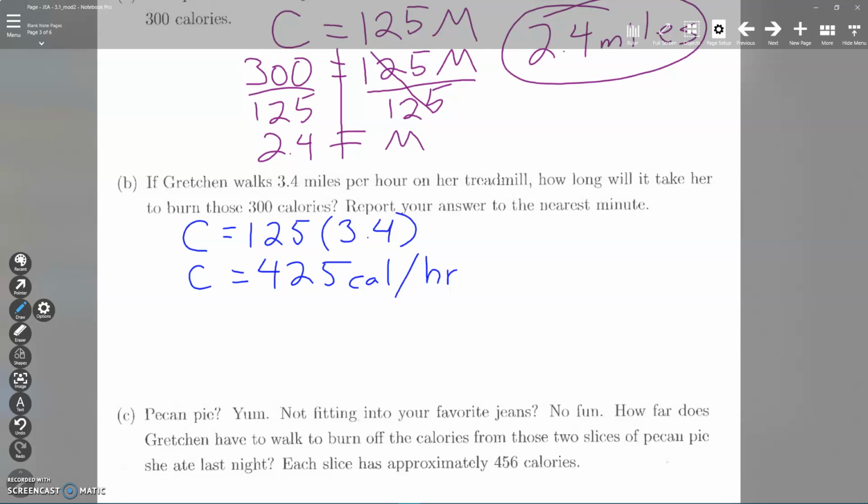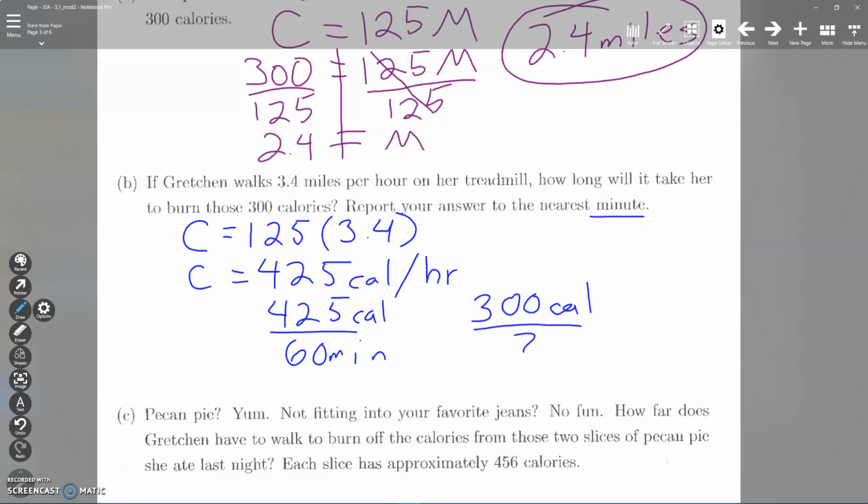So 300 calories. Well, we can set this up as a proportional. And this is probably the best way to do this, is thinking as a proportion. So 425 calories, and we want to know how much is 300. Well, per hour would be the same as 60 minutes. So 425 calories in 60 minutes, because that's what it's asking. It's asking for the nearest minute. And we want to compare that to how many minutes for 300 calories. We want to know how many minutes for that.